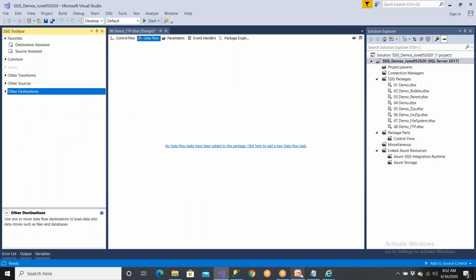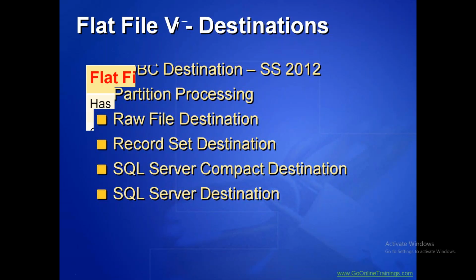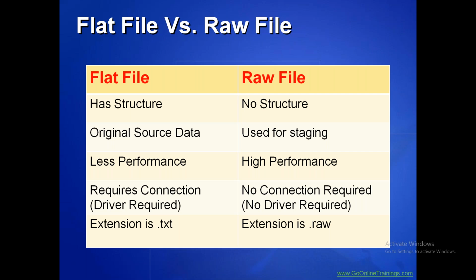Now the first question. We were talking about a lot of sources and a lot of destinations. What is the difference between a flat file and a raw file? A flat file has a structure. A raw file doesn't have any structure. It is used to read or get the data from the original data sources. These are used for staging. Staging means temporary, with less performance and high performance while reading the data. At the time of reading and writing the data, flat files are slow and raw files are very, very fast.